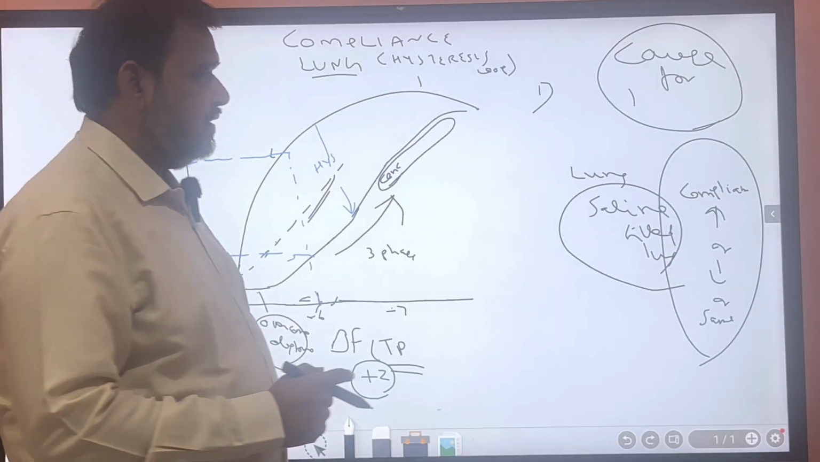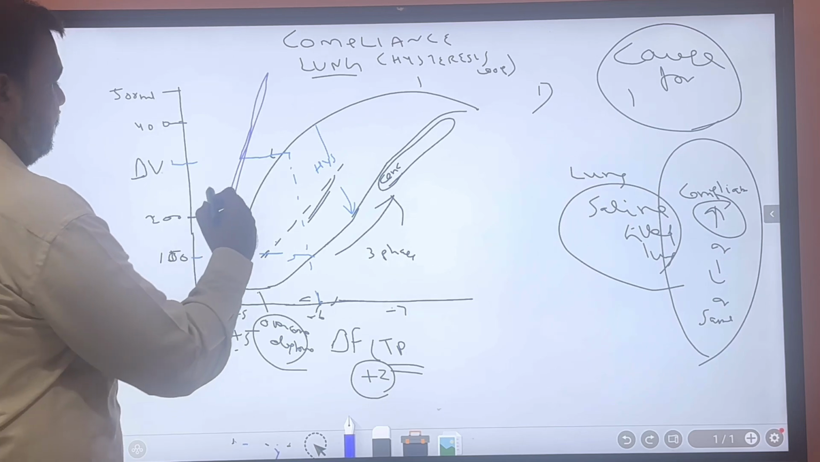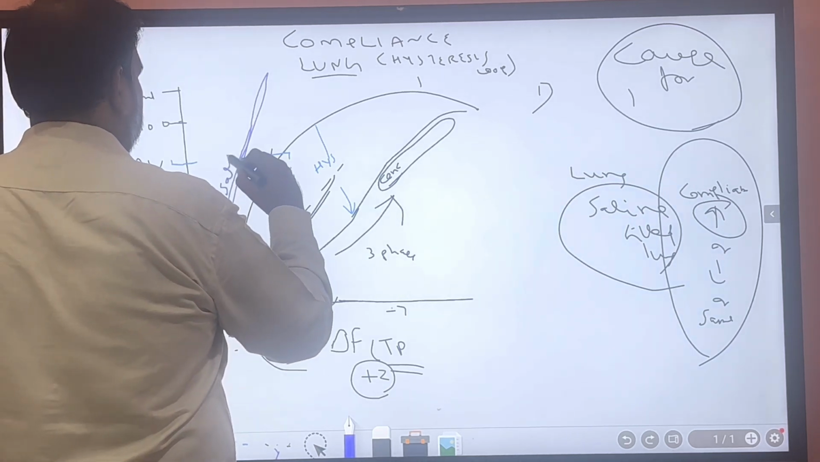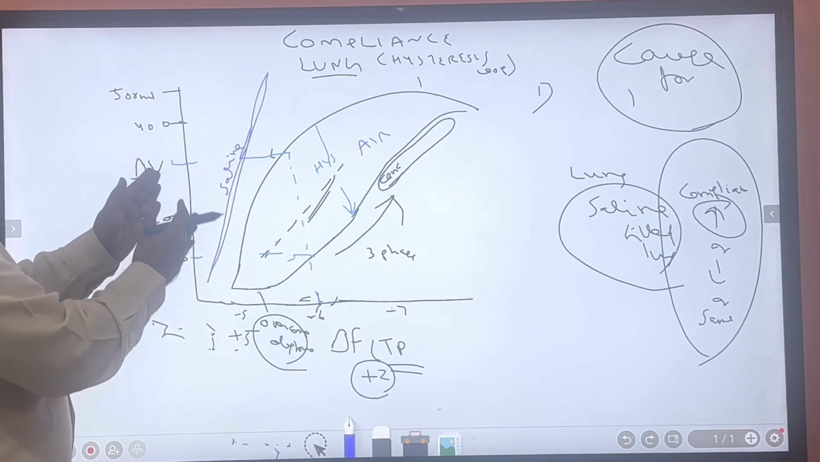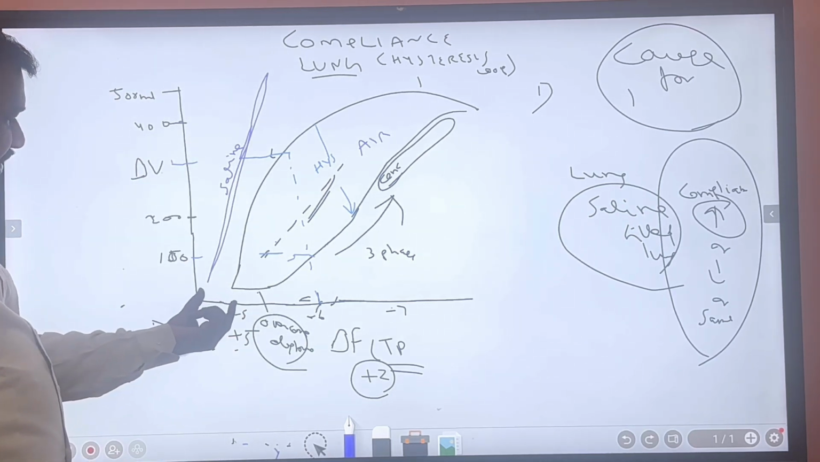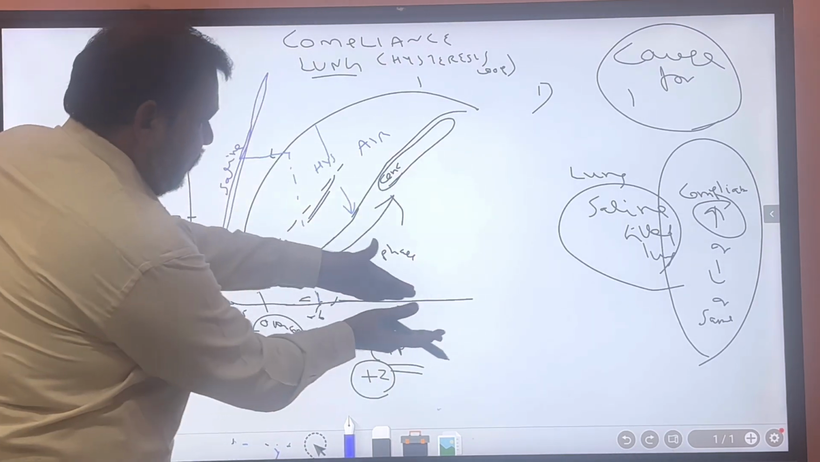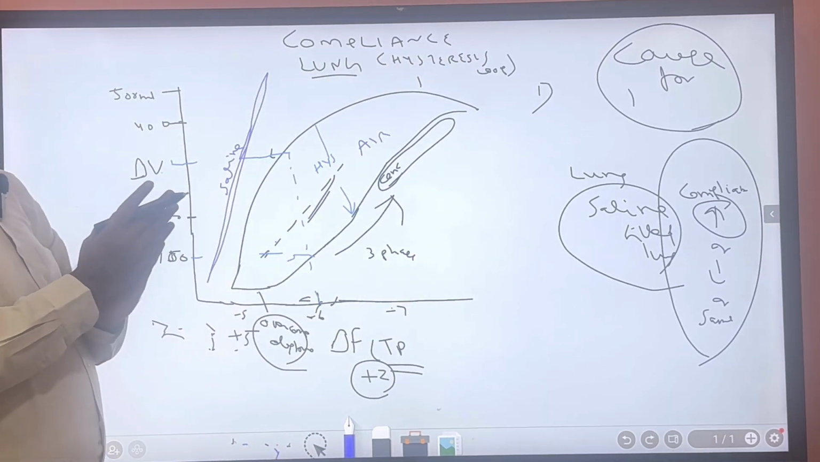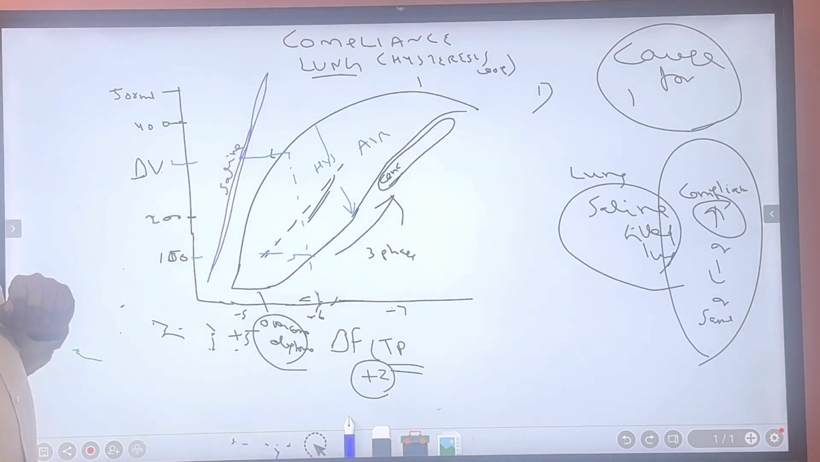Yes, the answer is that compliance is increased. So I will draw it here. Just to concentrate here, this is saline and this is air. A shift to the left means the pressure required is less but the volume change is more. A shift to the right means the pressure required is more for the same change in volume. So here the compliance is increased.